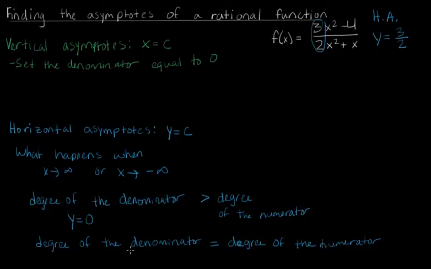So the degree of the denominator is equal to the degree of the numerator means that we just take those leading coefficients and divide them. So whatever the leading coefficients are, let's just say it's going to be y equals a over b, just assuming that those a and b are those leading coefficients. Let me write that so you can read it.